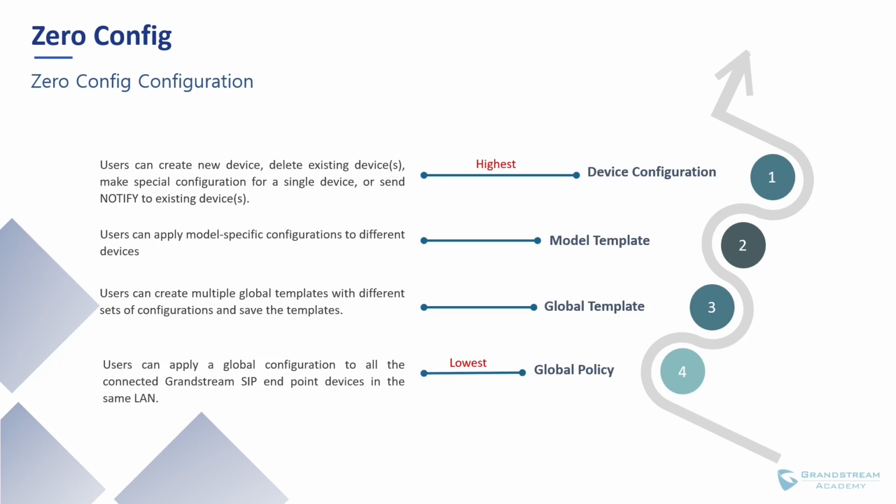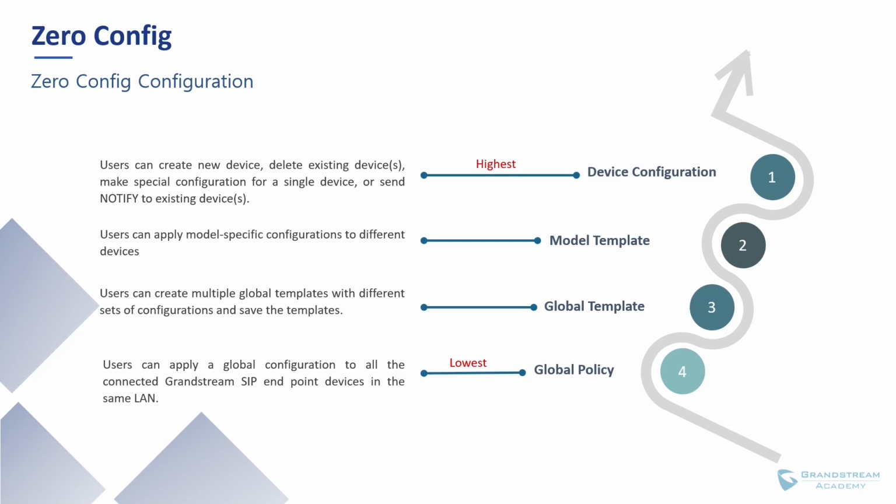The main difference between global policy and global template is that global policy applies automatically to all the Grandstream devices, while the global template needs to be selected and applied to devices. In other words, you need to go to the device configuration, then select the right global template in order to apply it for that specific device model. Then we have the layer that comes third in priority, and it's model templates.